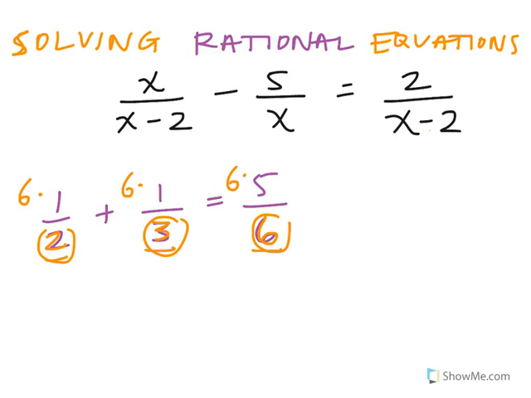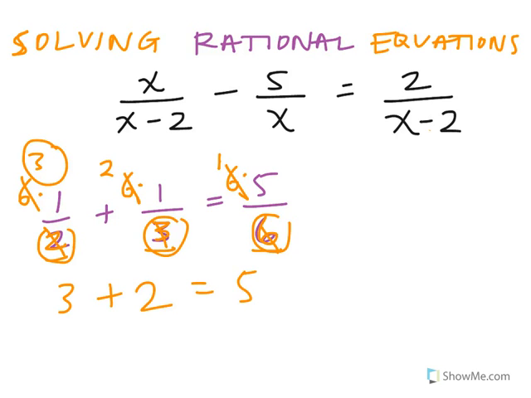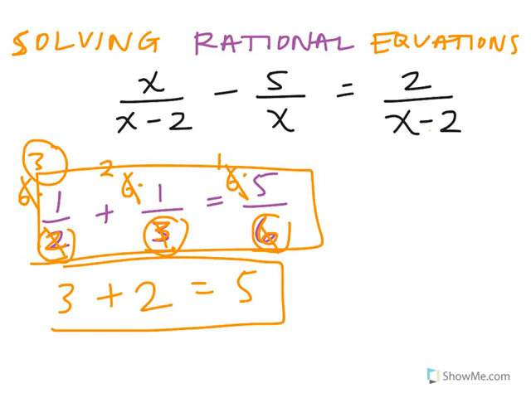Now watch what happens here. 2 goes into 6 3 times, 3 goes into 6 2 times, and 6 goes into 6 1 time. So this whole expression is much simpler now. We just have 3 times 1 plus 2 times 1 equals 1 times 5, which is 5. We've taken this complicated expression, gotten rid of the fractions, and reduced it to something much easier to work with. So that's going to be our goal, and that's what we're going to do with this equation right here.